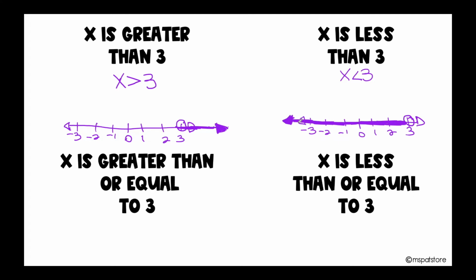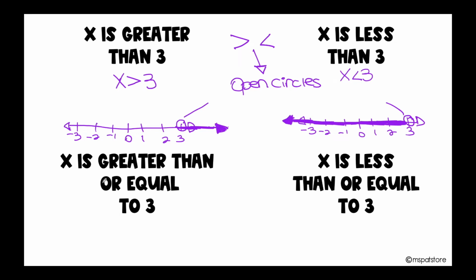In this case, as you can see, we use open circles. So whenever we have this sign or this sign, we draw open circles in your number line. Let me write it down here for you: open circles.